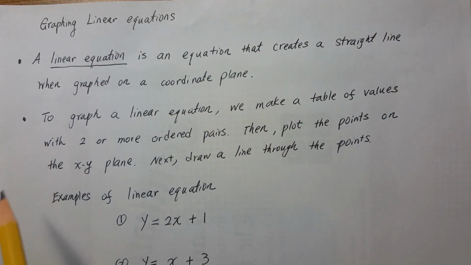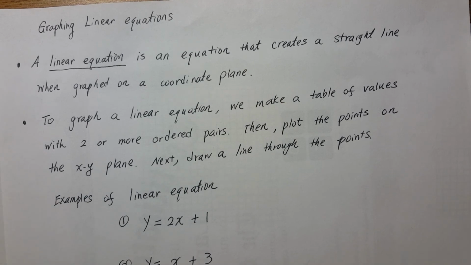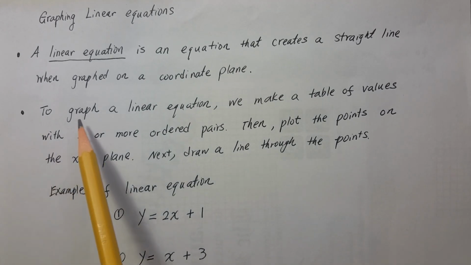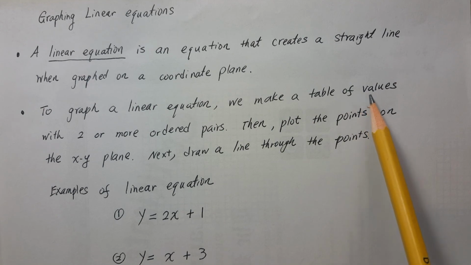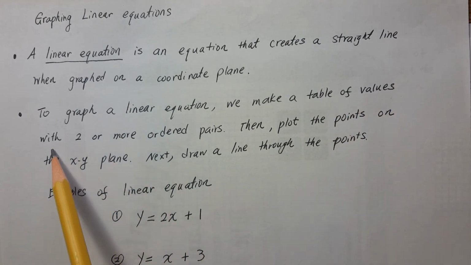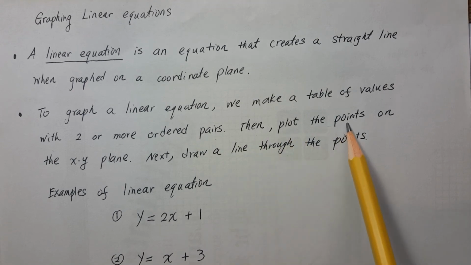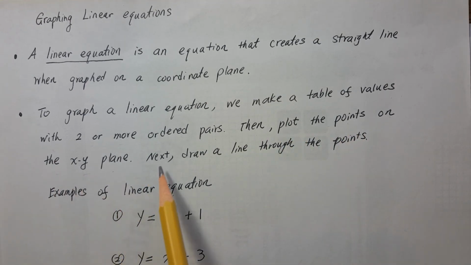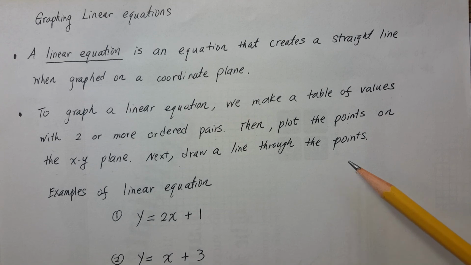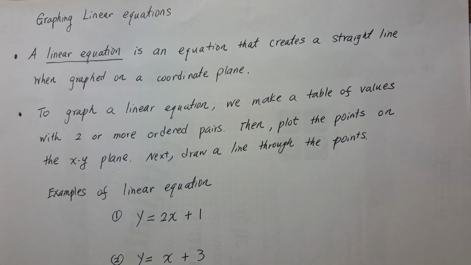Today we're going to graph a linear equation. So let's see how to graph a linear equation. To graph a linear equation, we make a table of values. You're going to make a table with two or more ordered pairs, and then plot the points on the xy plane. Then next, draw a line through these points. I'm going to show you how to graph a linear equation.